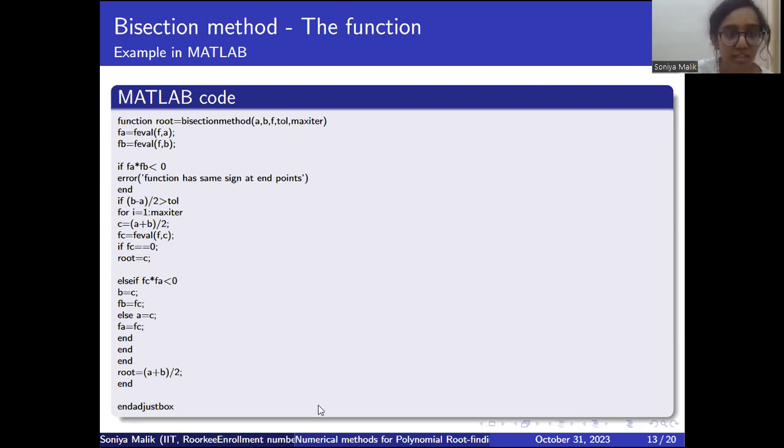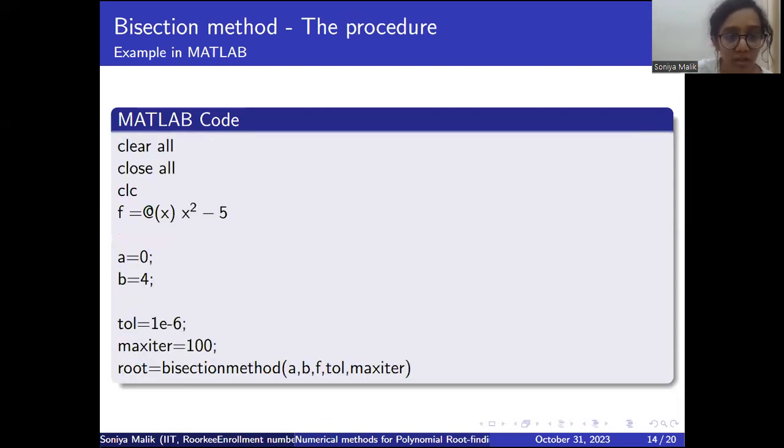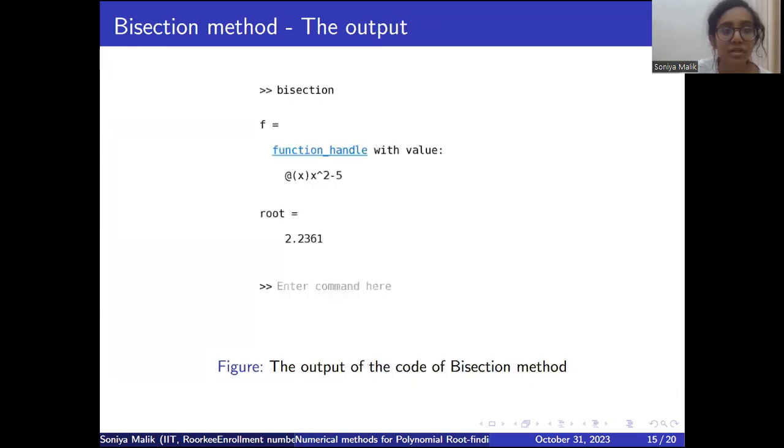So next is the main code. We define the function, and then we have the values of a and b, the endpoints. Then we have the tolerance value. Then we have the maximum iteration, and after declaring all these, we will call the function that we have created to calculate the root of the polynomial. So here is the output of the bisection method for x square minus 5 as the function.